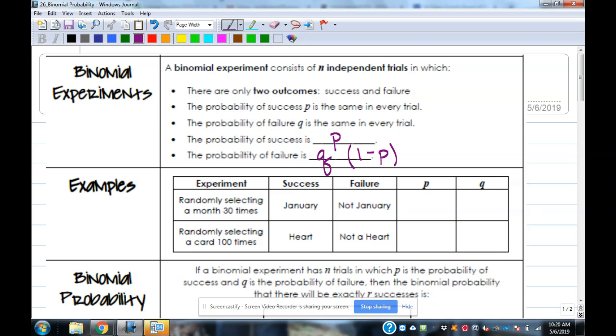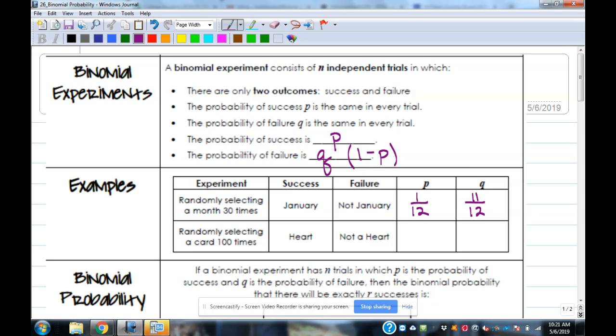So let's fill in this chart here for the examples for that basic idea. Randomly selecting a month 30 times. Success is picking the month of January. So maybe that's what we're looking for. Failure would be not the month of January. So probability of success, how many months are there? 12. So 1 out of 12, right? Failure would be 11 of them that are not January. We know that 1 minus 1 over 12 would be 11 over 12. That's the relationship there.